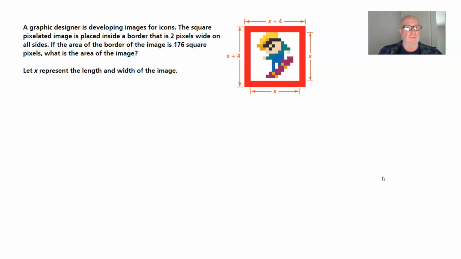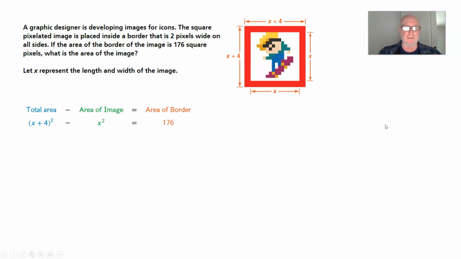Okay, so in order to find the area of the image, we have to find x. So we have the total area of the figure. We have the x plus 4 times x plus 4, or x plus 4 squared. We have the area of the image. The image was x units, and it's a square, so x by x is x squared. And then the problem told us the area of the border was 176. So if we take the total area and subtract the area of the image, we're left with the area of the border, 176.